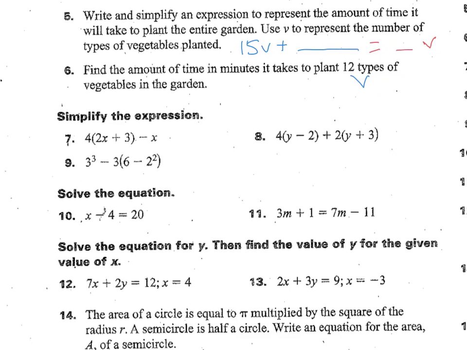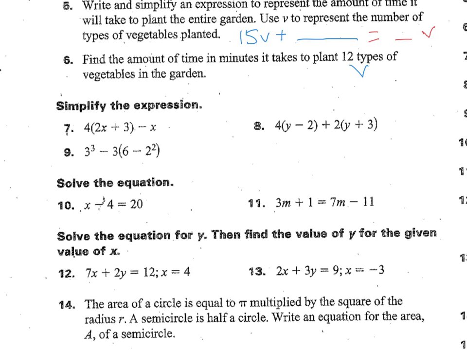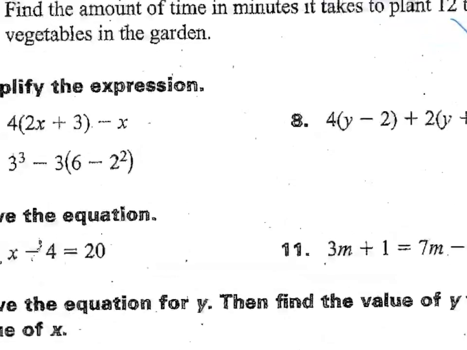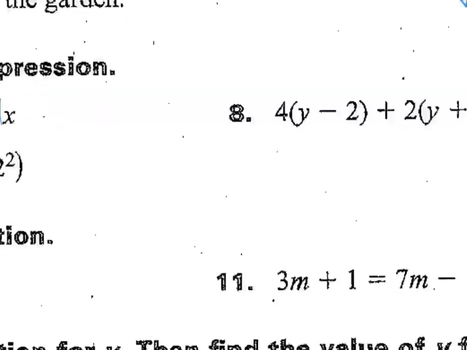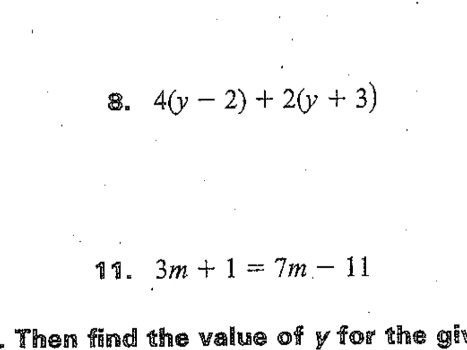Moving on, 7, 8, 9 are just simplifying the expressions. Okay, let me zoom in here a little bit and we'll talk about each one. On number 7, make sure you distribute. Alright, remember that's a 1 in front of that X. So simplify there. Number 8, again, you have to distribute. I say 4 times y and times negative 2. You're going to go 2 times y and, of course, 2 times 3. And make sure you simplify, combine like terms.